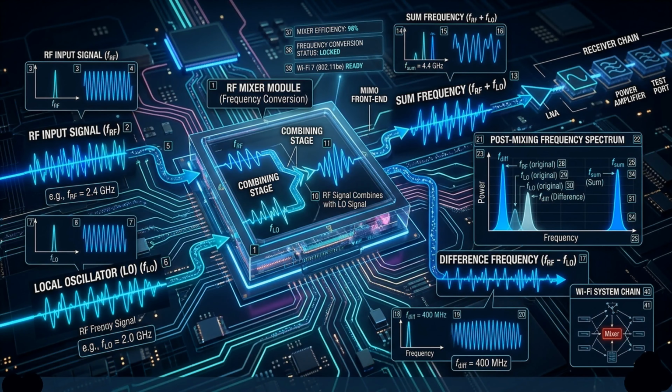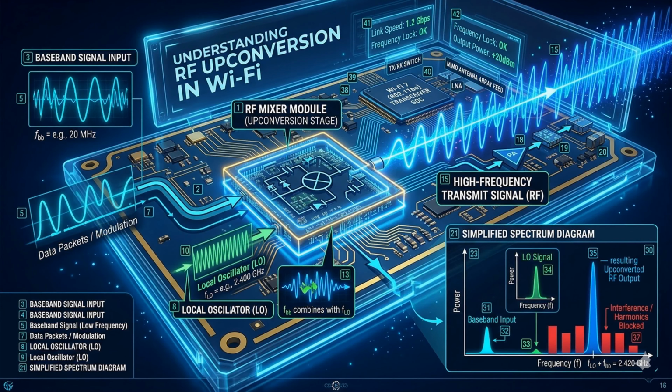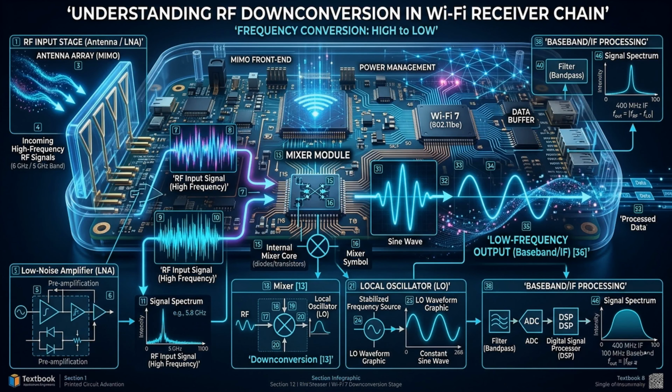Mixers. Mixers serve as the translators and are crucial components that combine two signals to generate new frequencies, the sum and difference of the originals. This process is known as frequency conversion. Mixers are valuable for both transmitters and receivers. In transmitters, they upconvert a low frequency signal to a higher frequency for transmission. In contrast, in receivers, they down-convert high frequency signals to lower frequencies, making them easier to process.